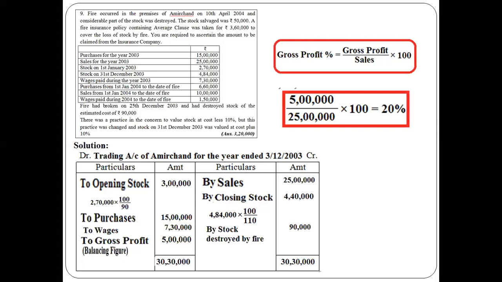Two new items. One is we were having a policy of cost less 10% in the beginning. It has been changed to cost plus 10%. As per the statement in the question, we have adjusted the value.